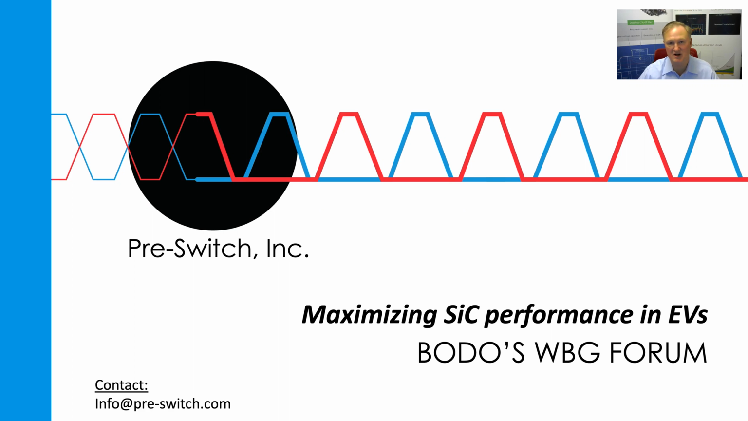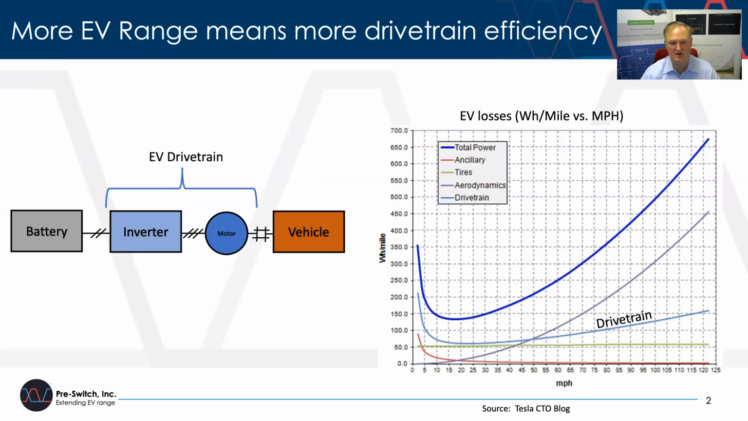So I'm going to start off by talking about how FreeSwitch can help make wide bandgap technology higher performance in EV cars. So to start off, let's talk a little bit about the drivetrain. Clearly, when we talk about drivetrains, we're talking about both the inverter and the motor together. And what many of you may not know is that the drivetrain is responsible for the dominant losses in an EV up until about 50 miles an hour. After 50 miles an hour, the biggest loss becomes that of wind resistance.